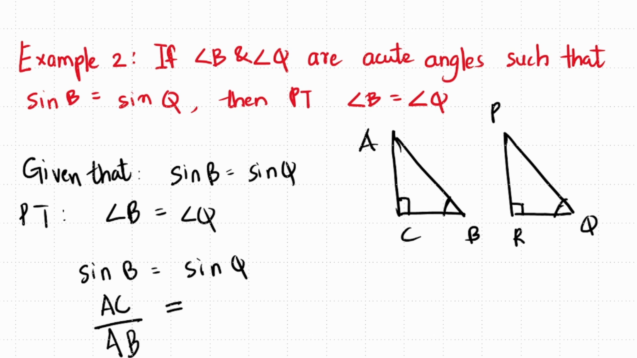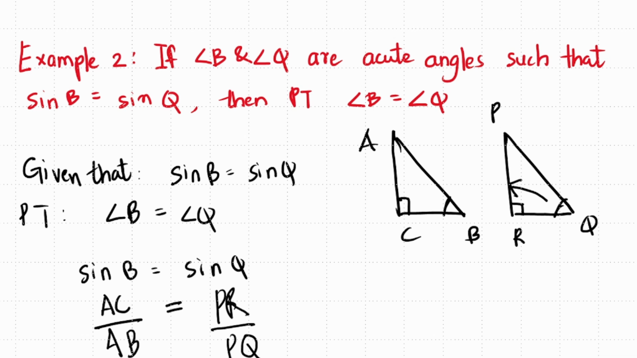Then you have angle Q, right? With respect to angle Q, PR is the opposite side, right? This is angle Q and this is the opposite side. So it's PR divided by the hypotenuse, the side which is opposite to the right angle, which is R. So PQ is the side which is opposite, right? PQ. So I wrote this much, right?